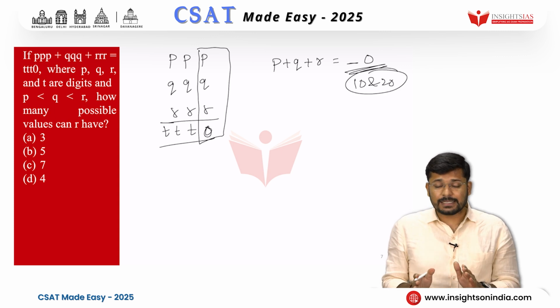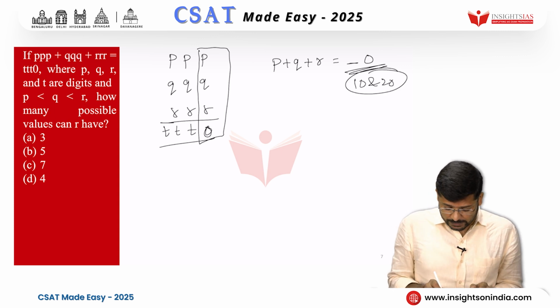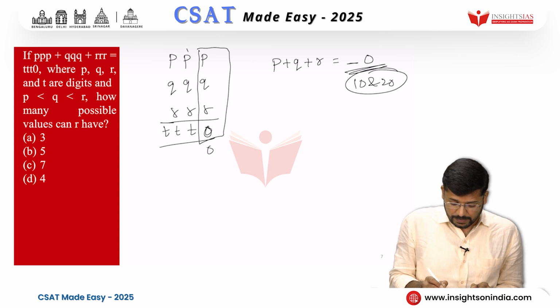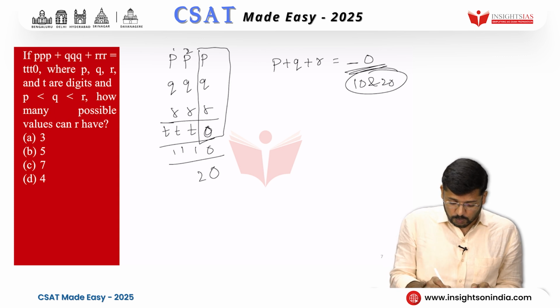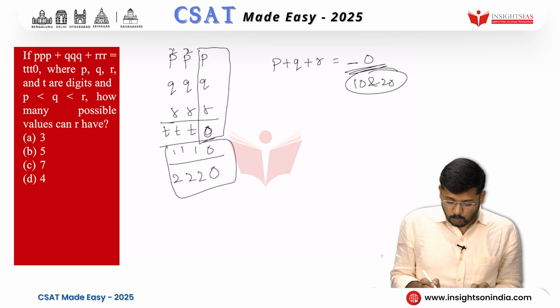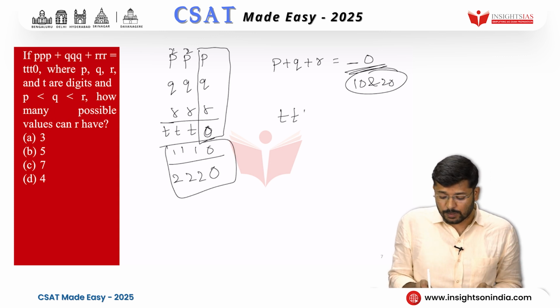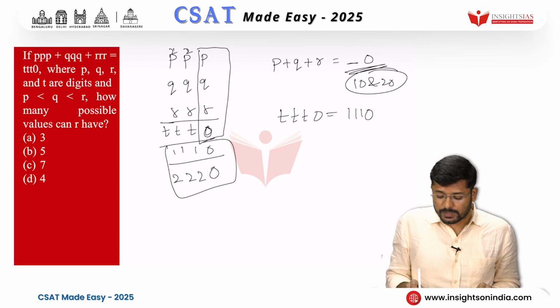So the same condition applies here. If P plus Q plus R happens to be 10, let's say, then we will take 1 carry. Then again P plus Q plus R would be 10, and we add 1 to it, we get 11, and 1 carry, again 11, so it will be 1110. Or if P plus Q plus R is 20, then we will send 2 carry here. Again P plus Q plus R would be 20 plus 2, 22, so we will send 2 here. Again P plus Q plus R would be 22, so we will get 2, 2, 2. So the only possible values for triple T0 are either 1110 or 2220.